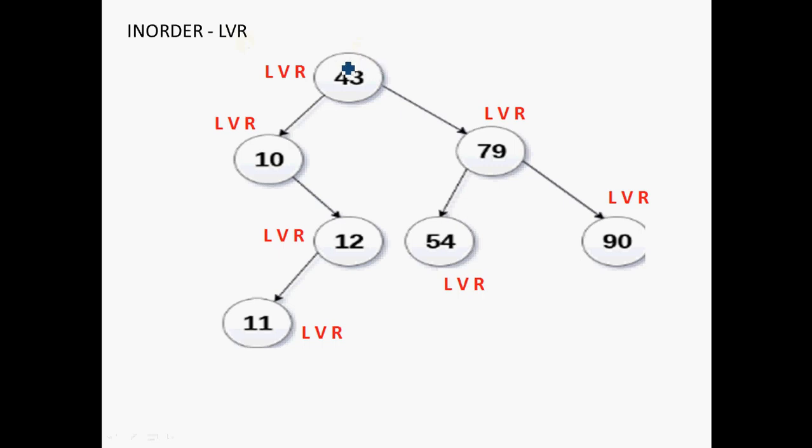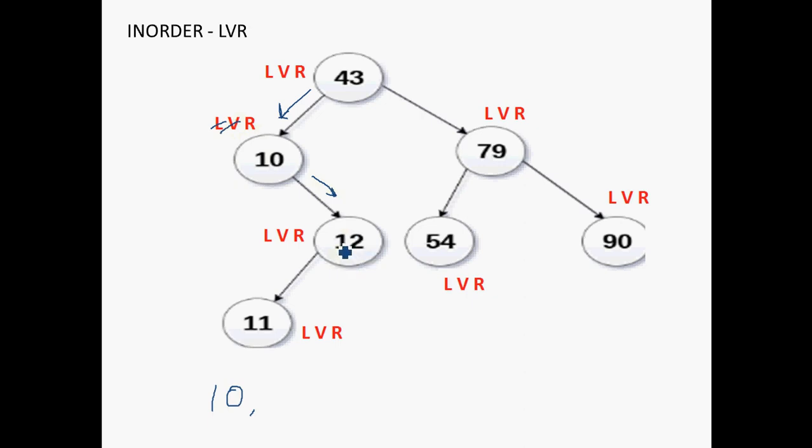We'll start with the root node, which is 43. L of 43, that is the left of 43. Is it there? Yes, so go to the left. This is the node 10, so left of 10. Is it there? Left is not there. Visit 10, which means we print 10 at the output. So 10 is printed, the visit is complete. Then right is there, so go to the right.